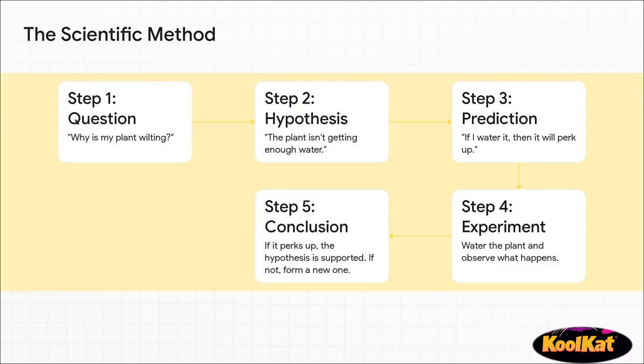You start with a simple observation that leads to a question. Hey, why is my plant wilting? Then you form an educated guess, a hypothesis, like, maybe it just needs some water. That leads to a really clear prediction. Okay, if I water it, then it should perk up. The experiment is super simple. You water it, and then you get your conclusion. If it perks up, awesome. And if not, that's not a failure. That's just data. It just means it's time to test a new hypothesis, like maybe it needs more sunlight.